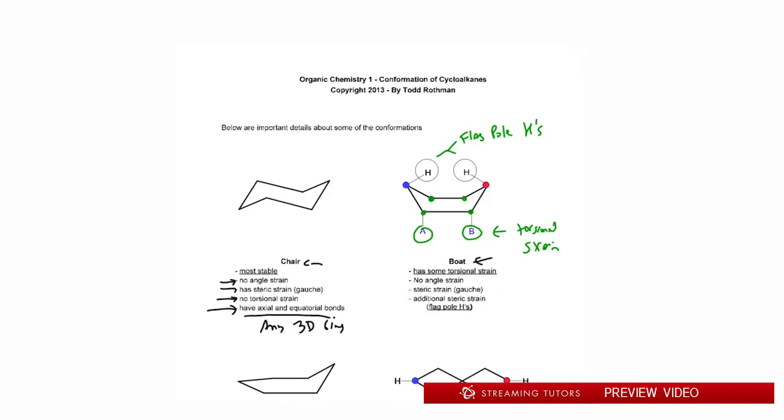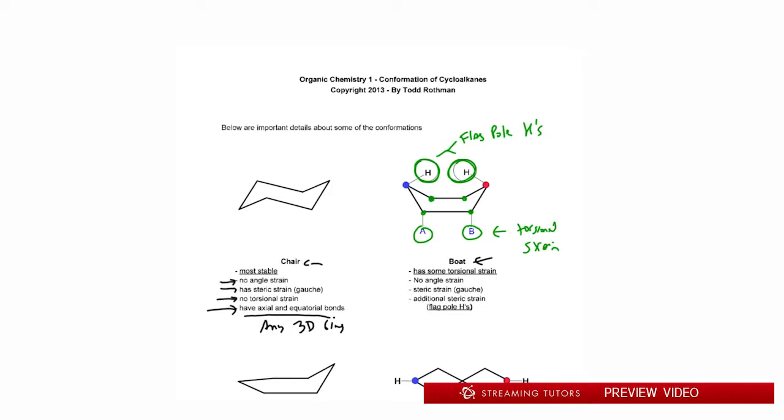Now, the other thing is these are known as flag pole H's or hydrogens. What happens is when you have the boat, the H's start to come into each other's space. And so the boat pushes the H's towards each other. And if it's, of course, bigger systems, like let's say bigger branches like methyls or bromo or tert-butyls, massive amounts of strain, right? So as this becomes bigger, this electron cloud, then clearly you're going to have more and more strain. And that's the idea here.